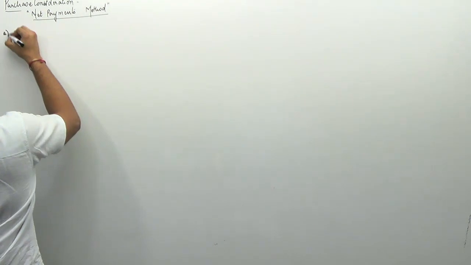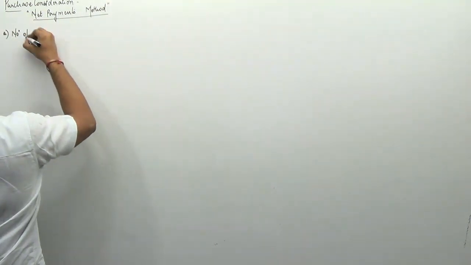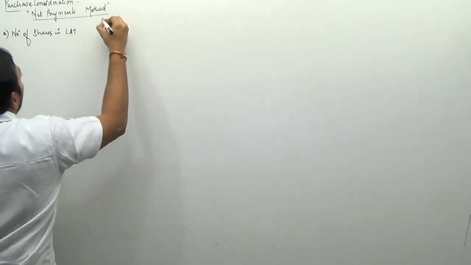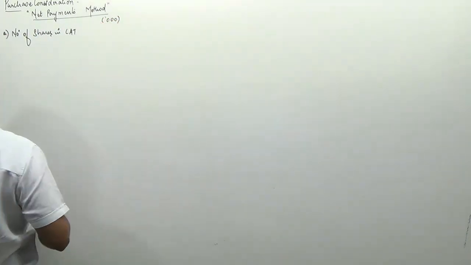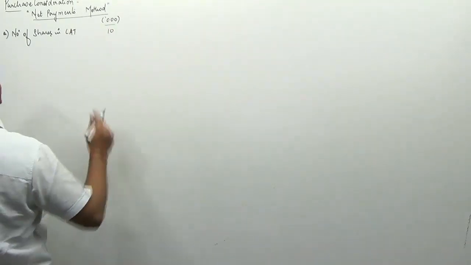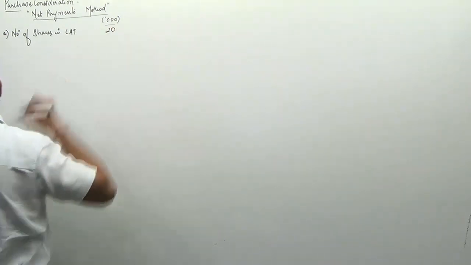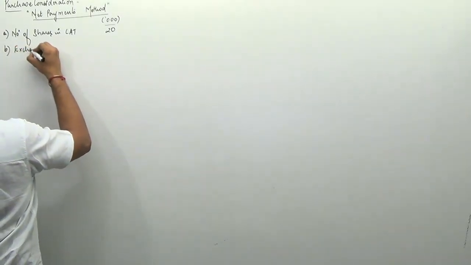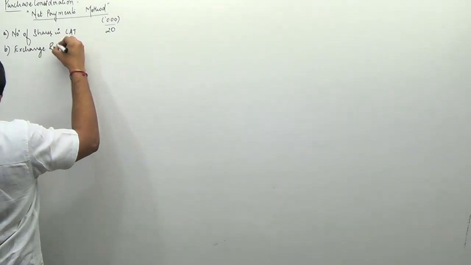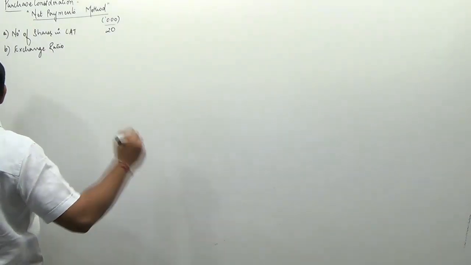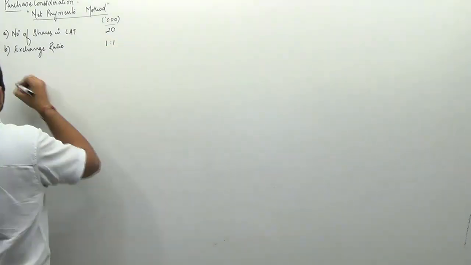So I'll start with the number of shares in CAT, all rupees in thousands. Number of shares are 10 if I'm talking in thousands. 100 rupees share, 1000 rupees capital. I'm sorry, 20. Exchange ratio: read carefully. The shareholders of CAT will be given one share in BAT for exchange of every share in CAT. 1:1.